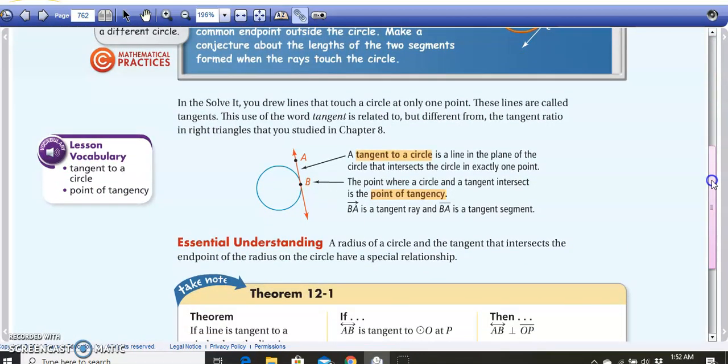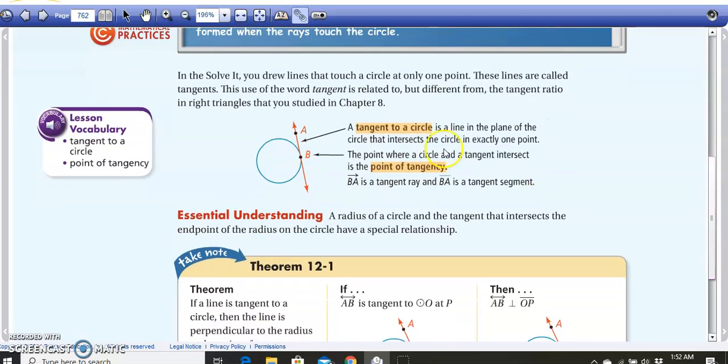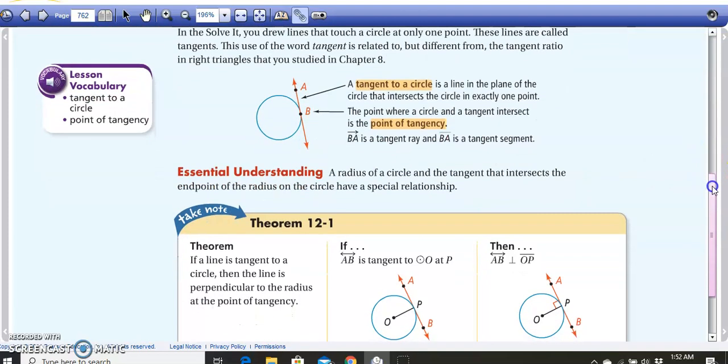The notation is different. For example, here a tangent of a circle is a line or plane that intersects the circle in exactly one point. I mean, the intersection is only this point B. There is no more than this one.